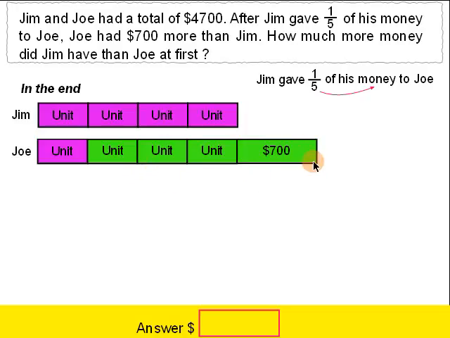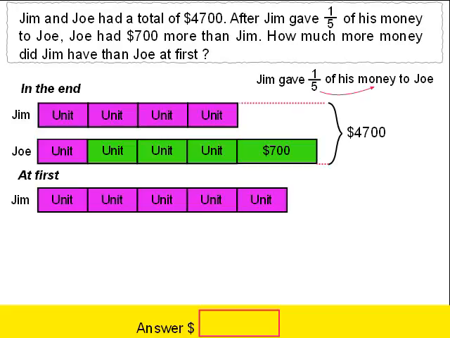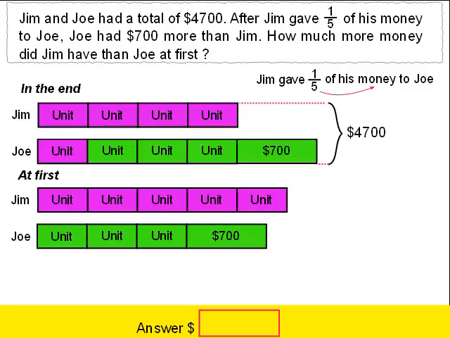So what is the model like at first? The total they had is $4,700, don't forget. So at first, Jim would have 5 units if you take back the 1 unit from Joe. And then Joe would have all those in green, which is 3 units plus $700, and the total is still $4,700.